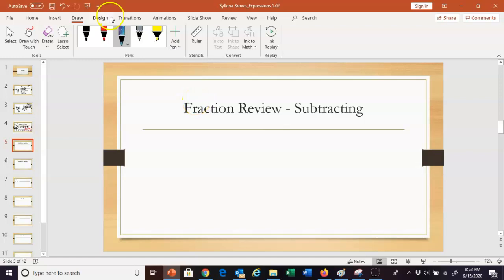All right, here's the thing about subtracting that's really cool. It's just like adding, except you're subtracting. So let me grab a different pen. There we go. Again, if the denominators are the same, you can just subtract the numerators. 1 minus 3 is negative 2.